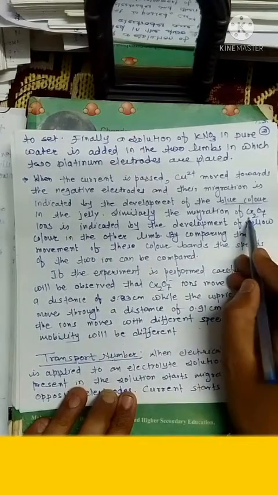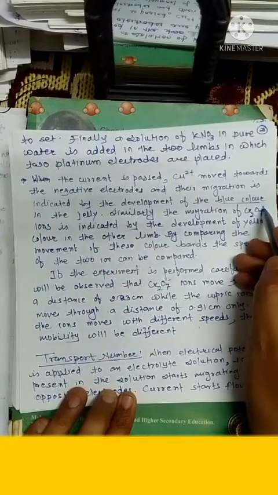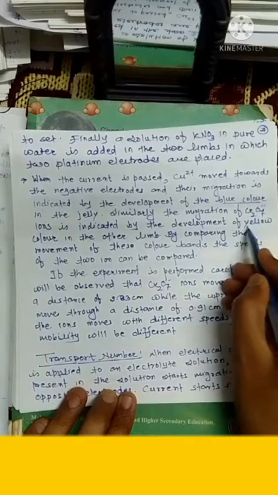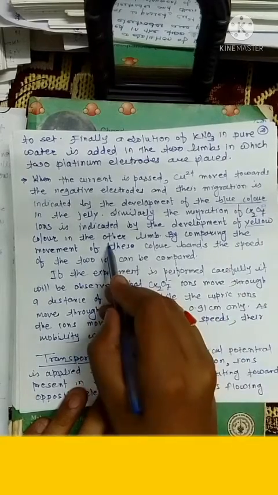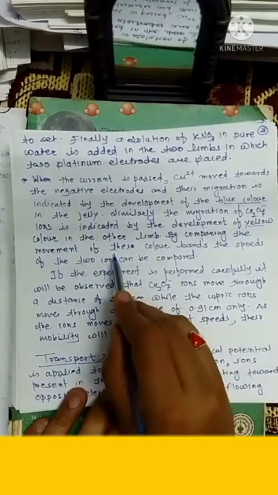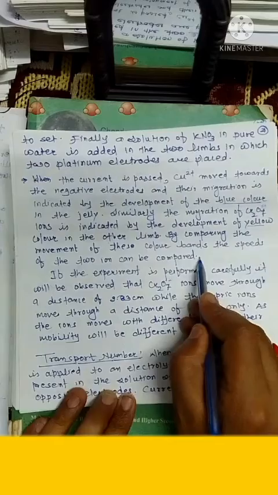Similarly, migration of Cr2O7 2- ions, which are negative ions, anions, is indicated by development of yellow color in the other limb. By comparing the movement of these two color bands, the speed of the two ions can be compared.